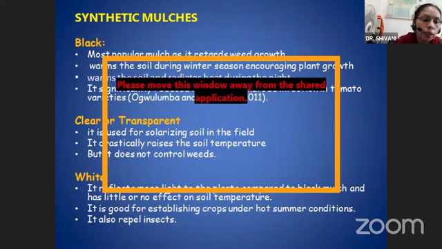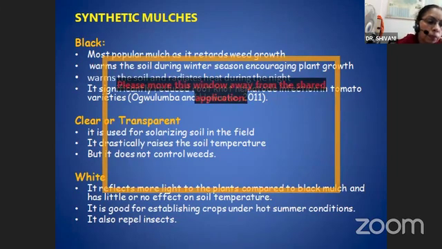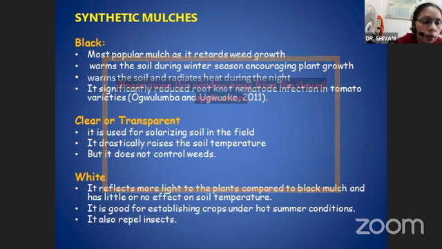Then there are some mulches which are not black colored, but clear or transparent. These types of mulches are used for solarizing soil in the field, and they drastically raise the soil temperature because they don't have any color. But the negative point in this mulch is that it cannot control weeds, because it is very clear or transparent. Sunlight comes through this mulch.